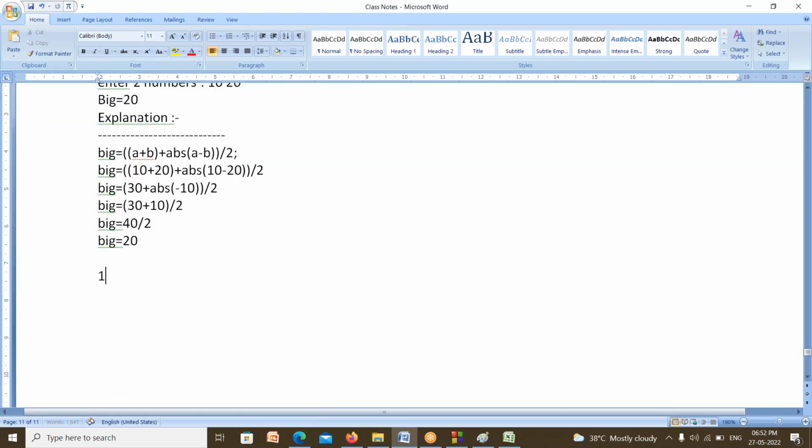Next, 12th question. Write a program, it is a homework program. Write a program to find the small number between two numbers without using conditional statements or if else.